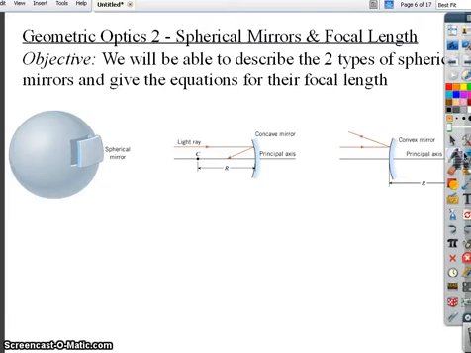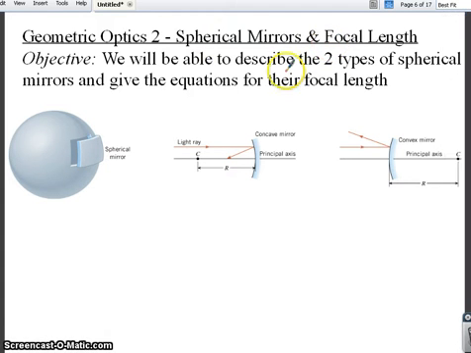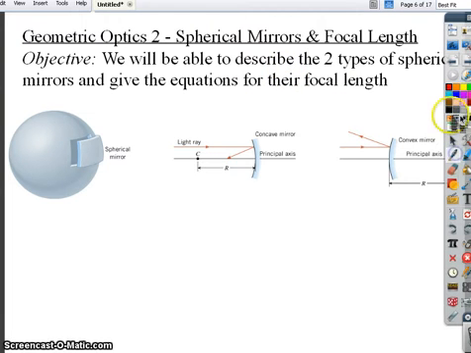Good morning, class, and welcome to this lesson on Geometric Optics 2, Spherical Mirrors and Focal Length. Today we will be able to describe the two types of spherical mirrors and give the equations for their focal length. Okay, so what is a spherical mirror? We basically have two types of spherical mirrors.